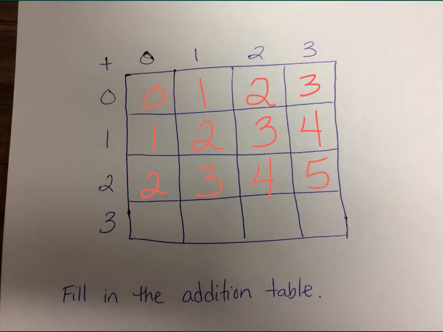If I go down to my next row, all of these are going to be 3s. 3 plus whatever the number in the column is. So 3 plus 0 I know is 3. 3 plus column 1, that would be 4. 3 plus 2 I know is 5. And 3 plus 3 I know is 6.